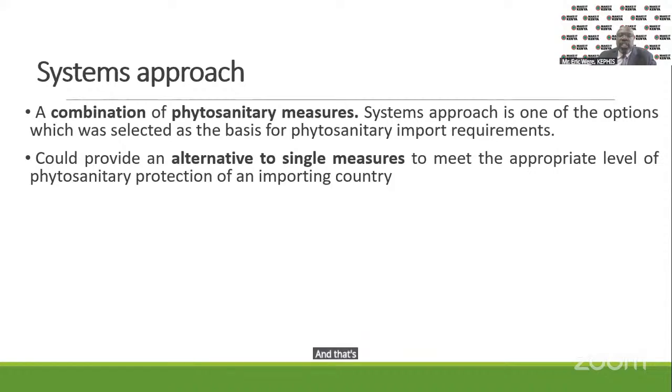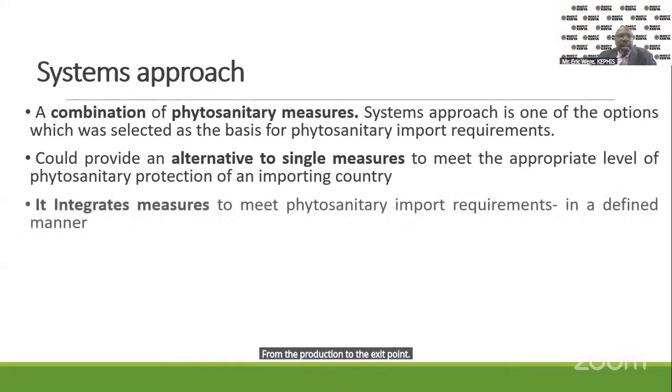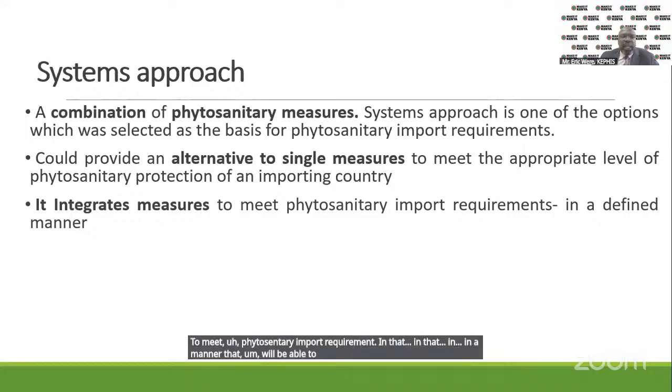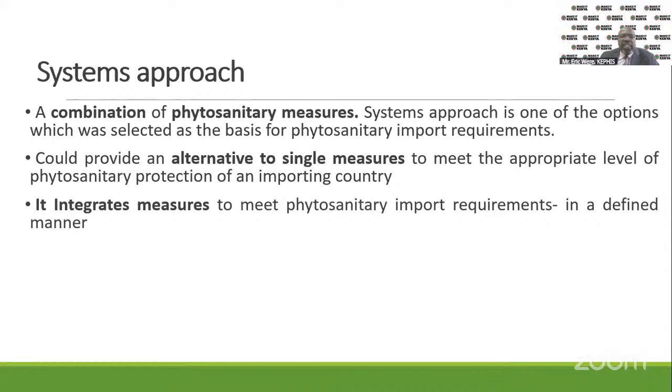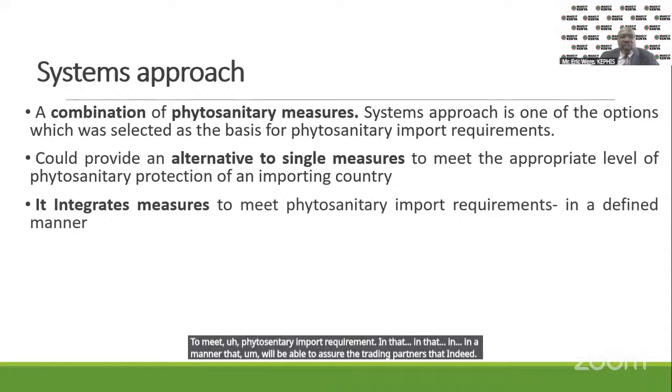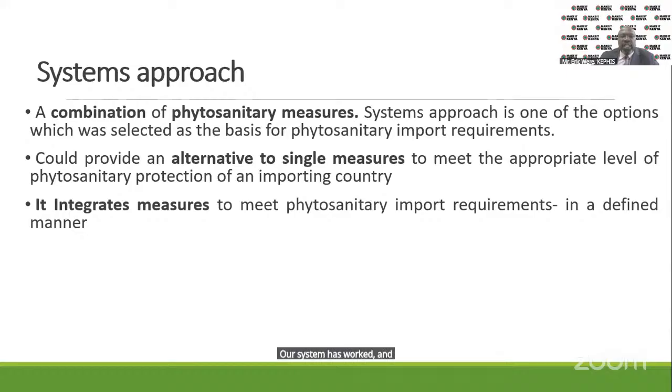And as I'd mentioned, these are the measures that we put right from the production to the exit point. And the system also integrates measures to meet phytosanitary import requirements in a manner that will assure the trading partners that indeed our system has worked and there's no risk of us introducing that harmful organism into their space.